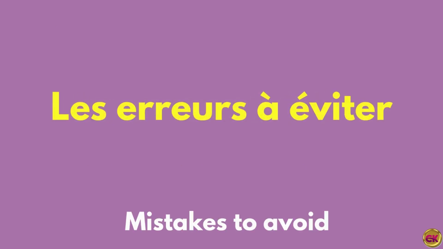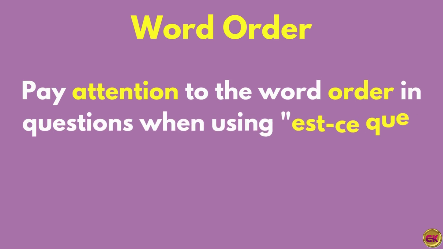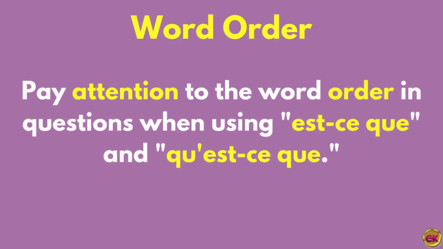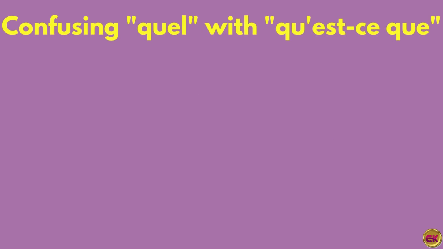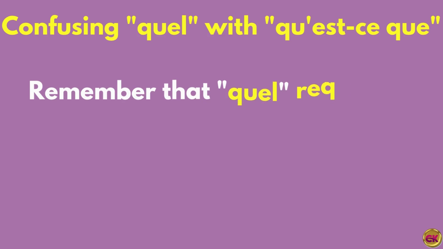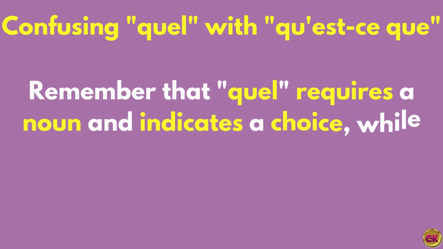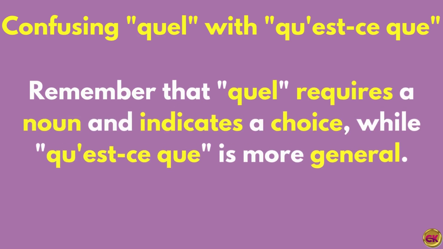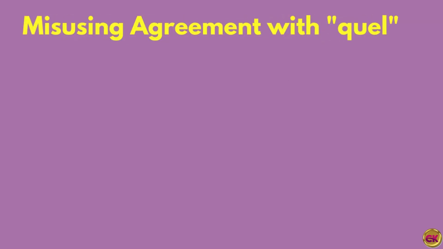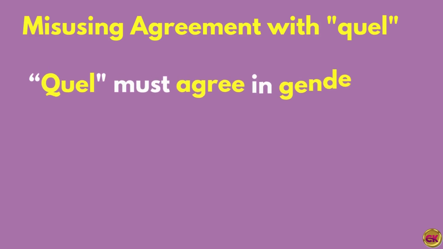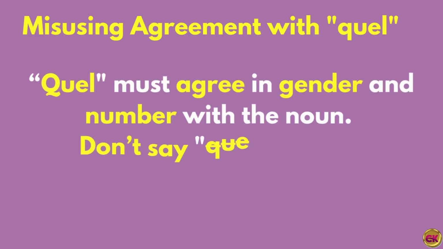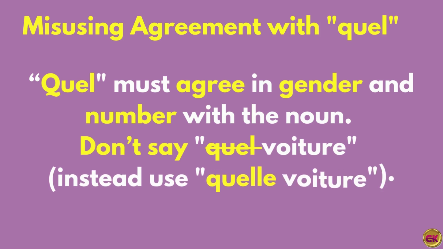Les erreurs à éviter. Word order: pay attention to the word order in questions when using est-ce que and qu'est-ce que. Confusing quel with qu'est-ce que: remember that quel requires a noun and indicates a choice, while qu'est-ce que is more general. Misusing agreement with quel: quel must agree in gender and number with the noun. Don't say quel voiture; instead use quelle voiture.